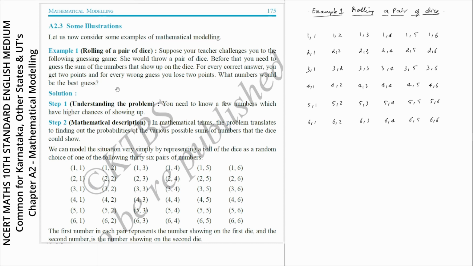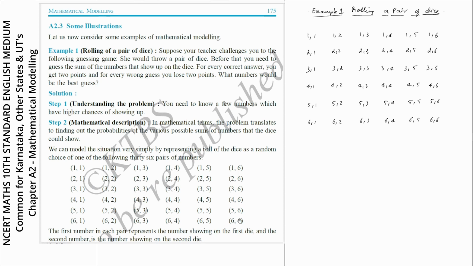In any dice, there will be numbers from 1 to 6. So when we throw a pair of dice, these are the possible outcomes. It may show up 1 1, or 1 2, 1 3, 1 4, 1 5, 1 6, or 2 1, 2 2, 2 3, 2 4, 2 5, 2 6, and so on like this. So totally there are 36 outcomes, and we should guess the sum of the numbers that show up on the dice. For example, if the outcome is 1 comma 1, then the sum will be 1 plus 1 equal to 2. Suppose the outcome is 6 comma 6, then the sum is 6 plus 6, that is 12.